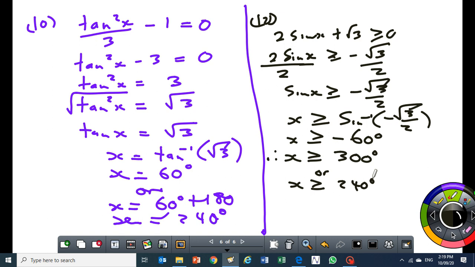Now, check it with your calculator. What is sine 300? Same thing. Negative root 3 over 2, which is what you have there. And you put sine 240, you get the same one.